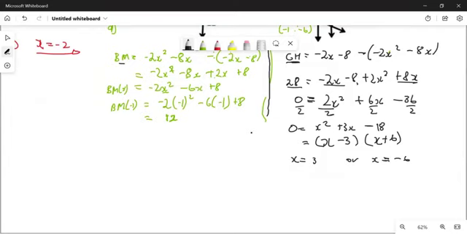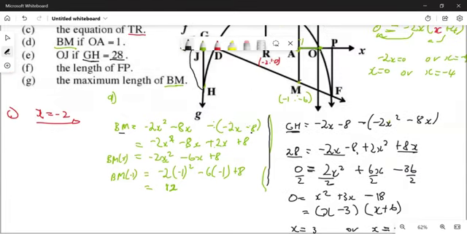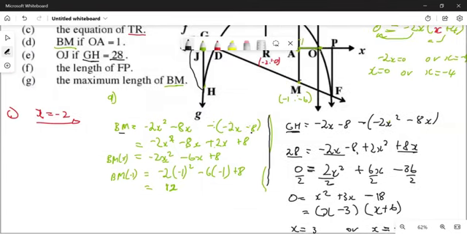Almost. The question was minus 3 or 6. Oh, it's 3 or minus 6. It's 3 or minus 6.